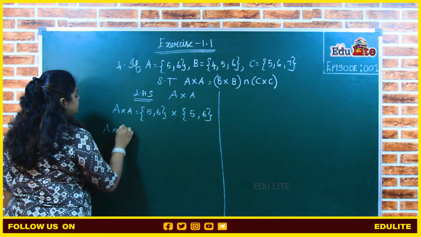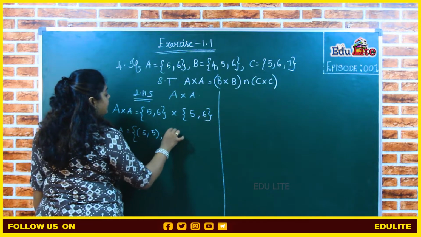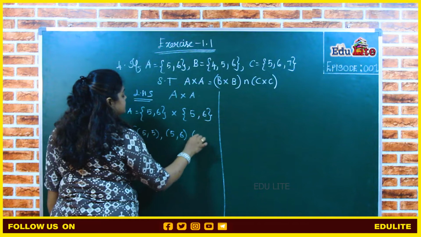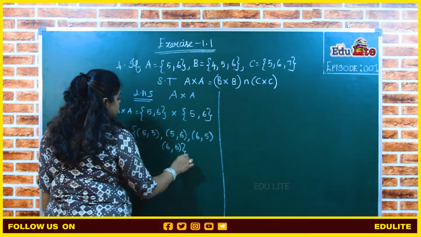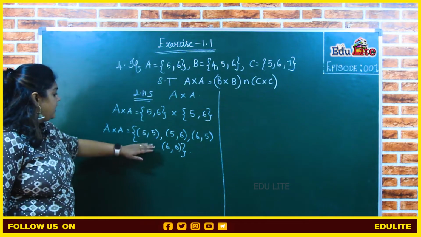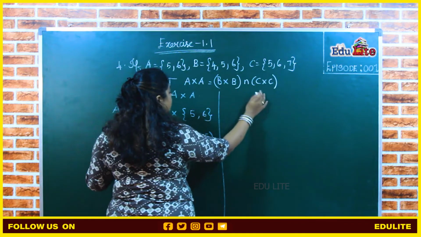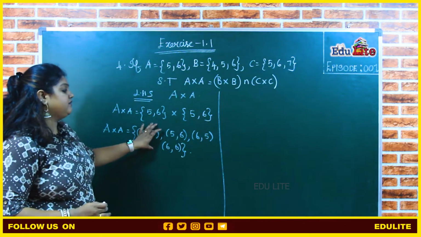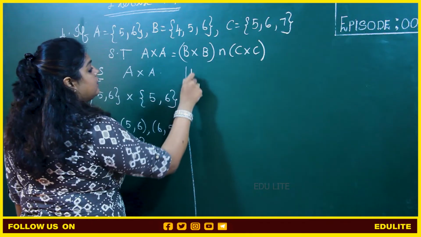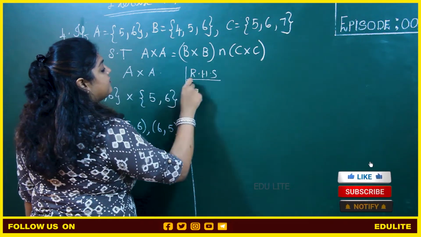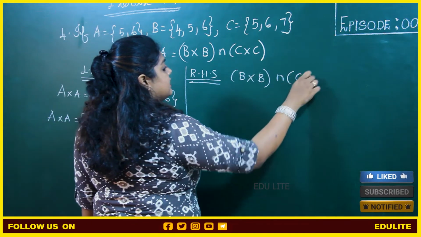So we will write the set of all ordered pairs: (5, 5), (5, 6). Next is (6, 5), (6, 6). So for the left hand side we got A cross A like this. Next we will find the right hand side. We will check whether the left hand side values and the right hand side values are equal or not. To find this, the RHS is given as B cross B intersection C cross C.